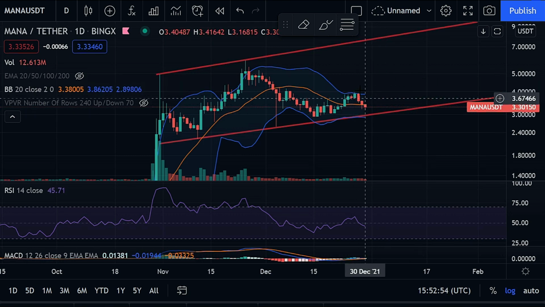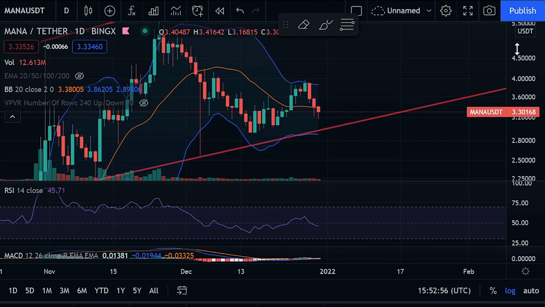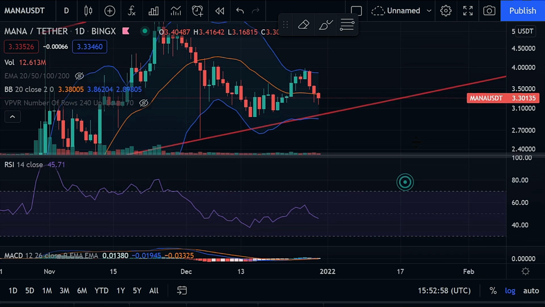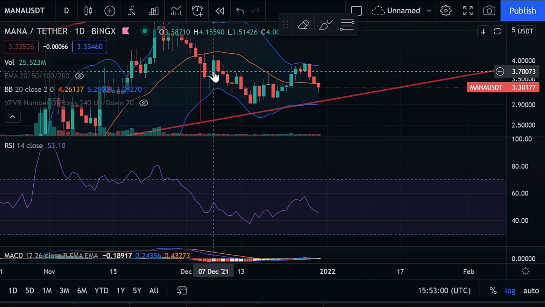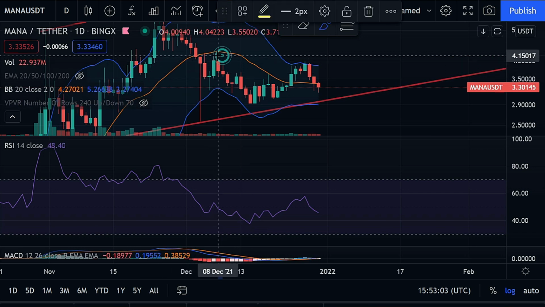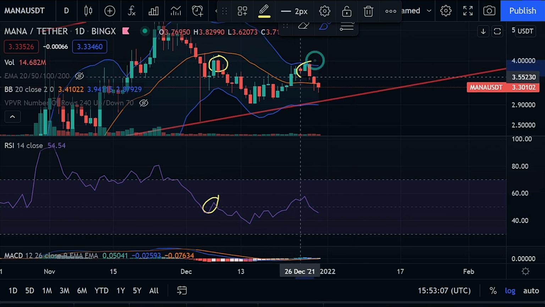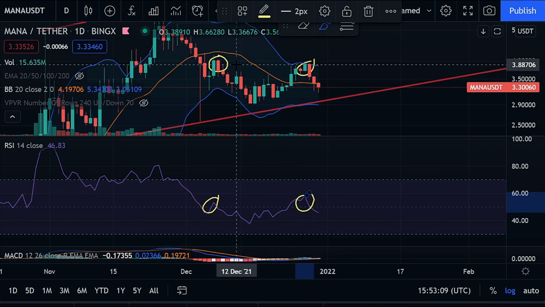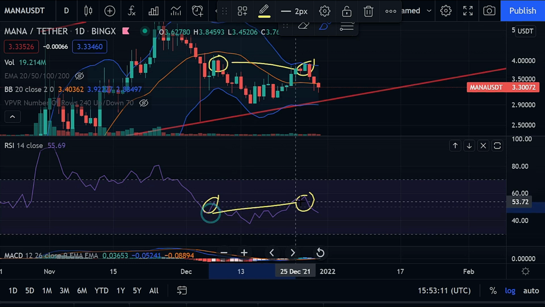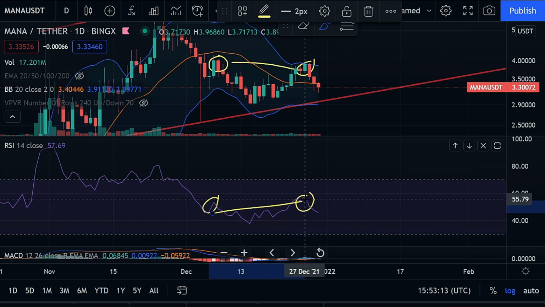So in the last video, we were talking about the fact that Mana was getting a little bit overextended, and that was my main focus of the entire video. I said for us to be able to notice this extension, we just have to pay attention to two things: our highs on our RSI and our price. As we can see right here, we set this lower high and we set a higher high. That's called bearish divergence. That was the first thing that I noticed.